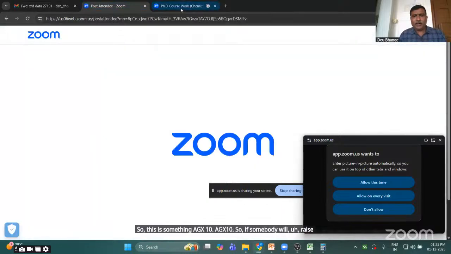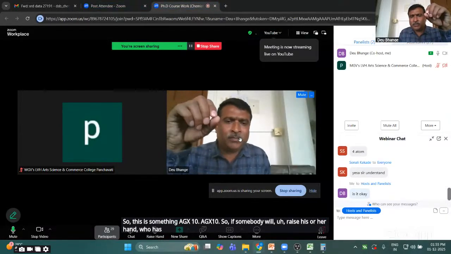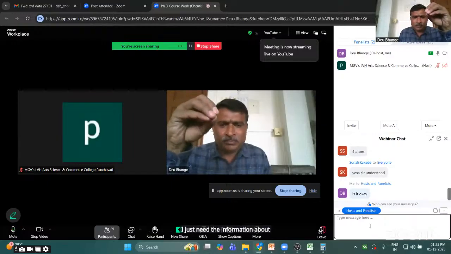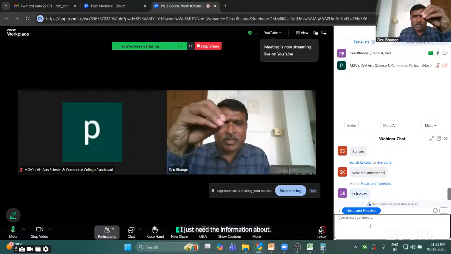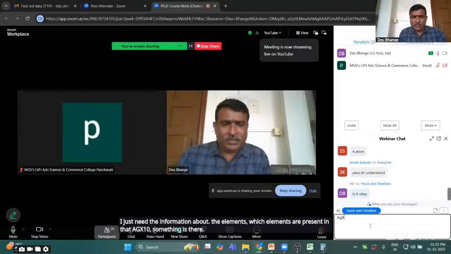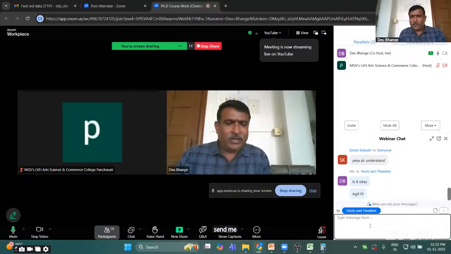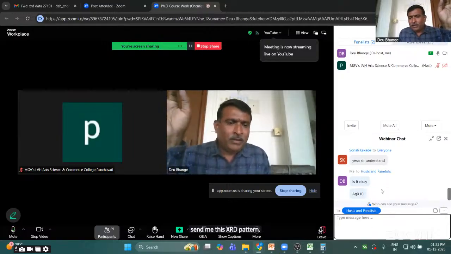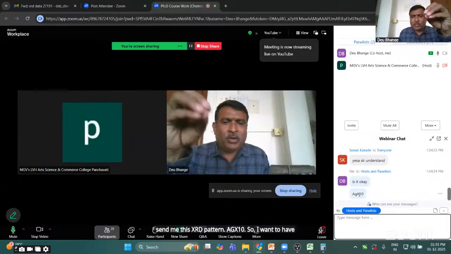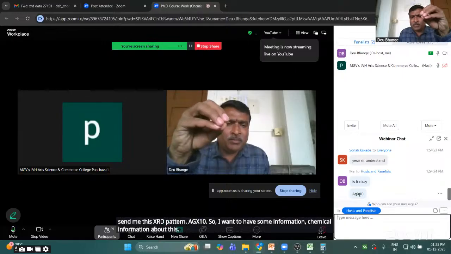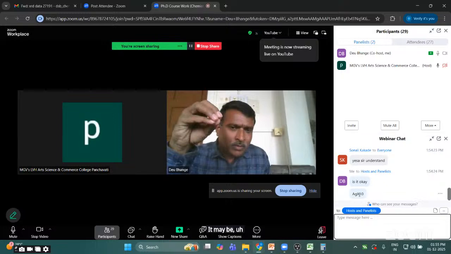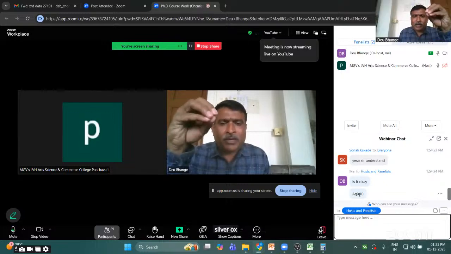If somebody will raise his or her hand who has sent this sample, I just need the information about which elements are present in that AGX10. Somebody has sent me this XRD pattern, AGX10. So I want to have some chemical information about this sample, so that I can teach you. It may be silver oxide, sir. Silver oxide. Yes. Okay.